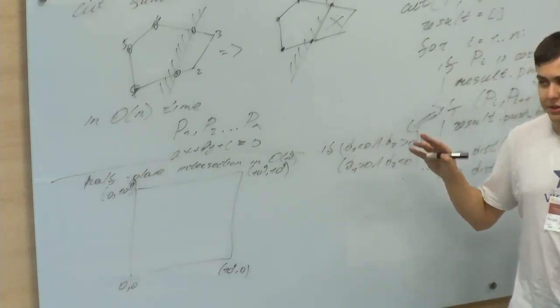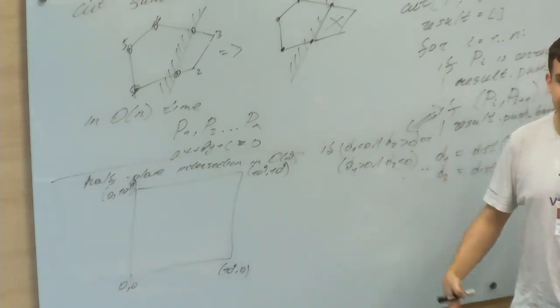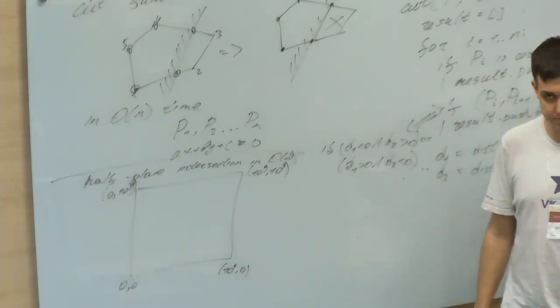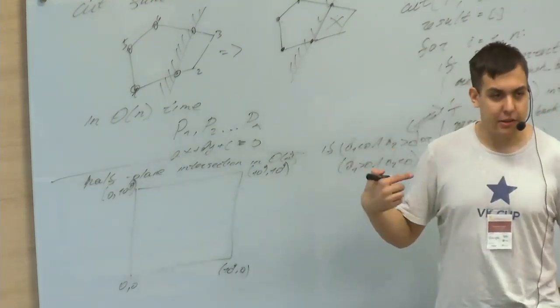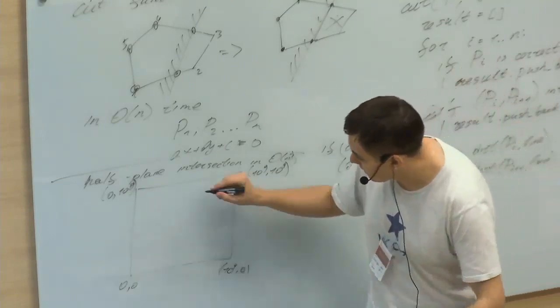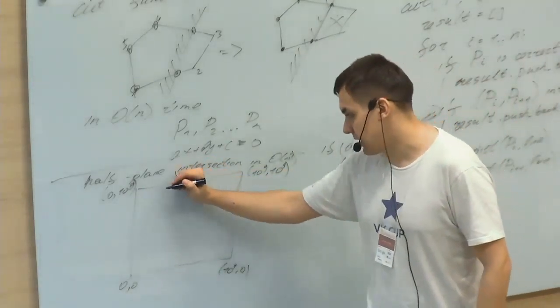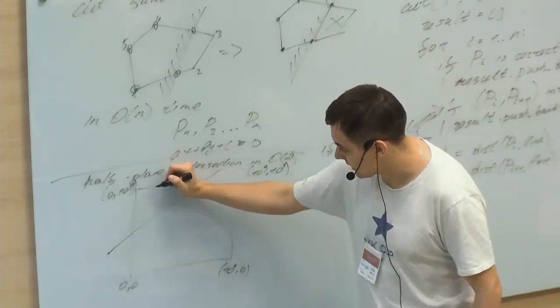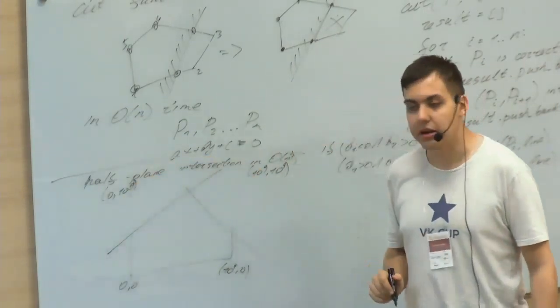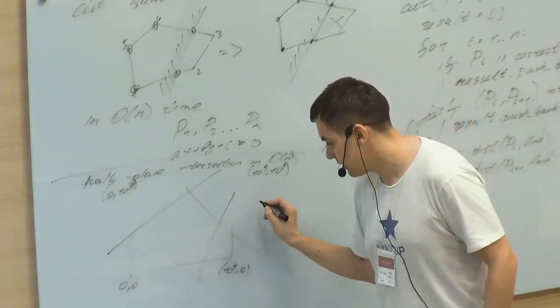So that the result definitely fits inside this box. Now, we'll start adding lines one by one. So maybe we have this kind of line, so we'll cut this corner. Maybe we have this kind of line, so we'll cut this corner, and so on.